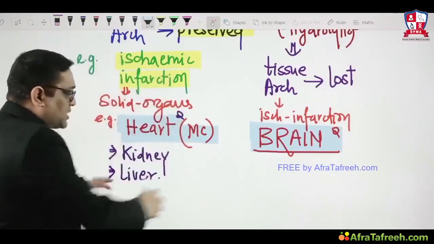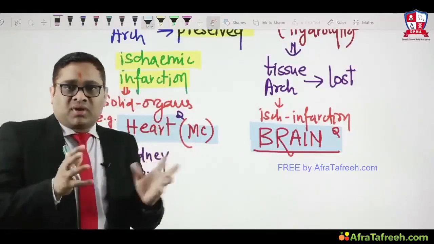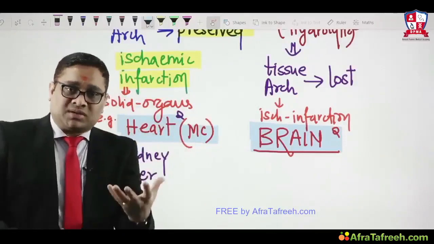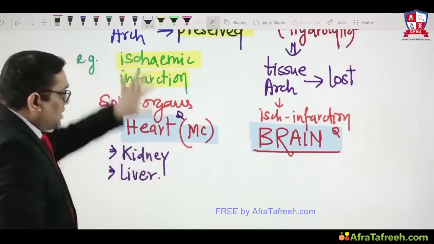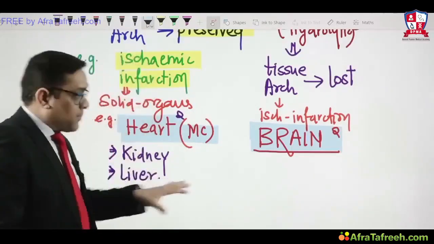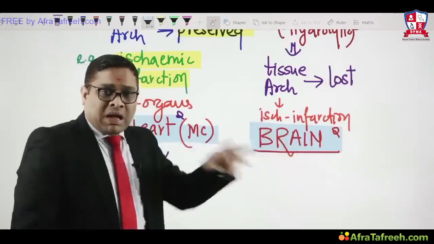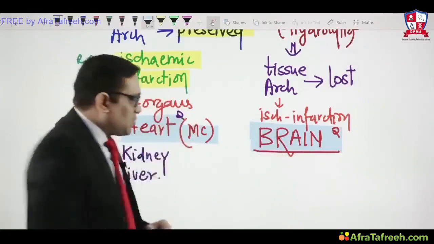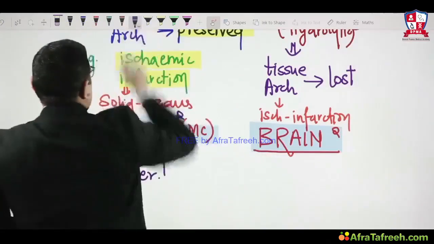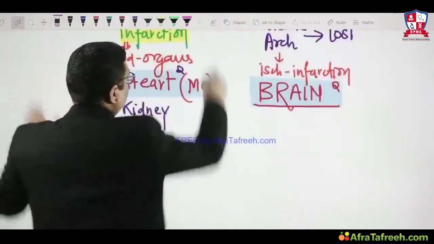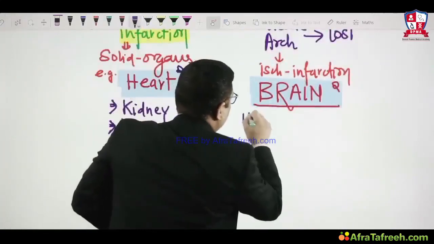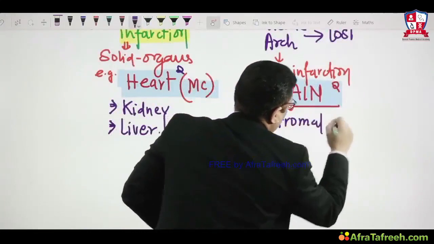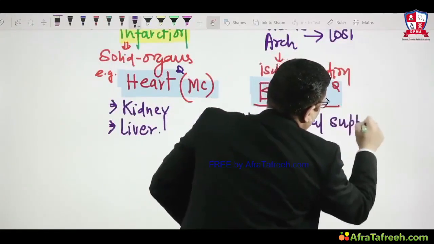Why are these solid organs solid and having coagulative necrosis? Because they have stromal support. Stromal support is given by collagen. So solid organs: stromal support, collagen. But when we are talking about brain, a pulpy organ, there is no collagen, no stromal support. So why does it show liquefactive necrosis? Because there is no stromal support. Number one, no stromal support.